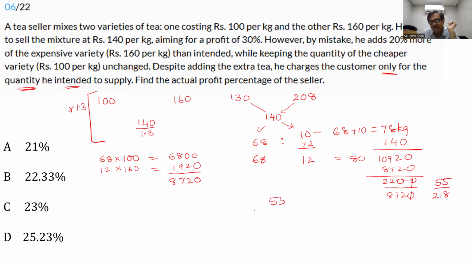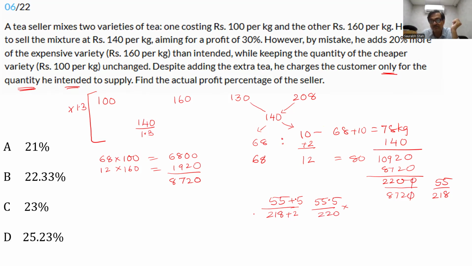Remember, 55 by 218. I wish I had 2 more here, so I need to add some corresponding value in the numerator also. All my options tell me that my answer is somewhere close to 22, 23, 25%. So 25% of 2 is 0.5. So I will make it 555.5 upon 220.